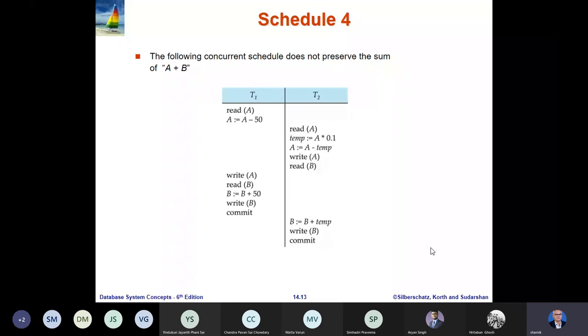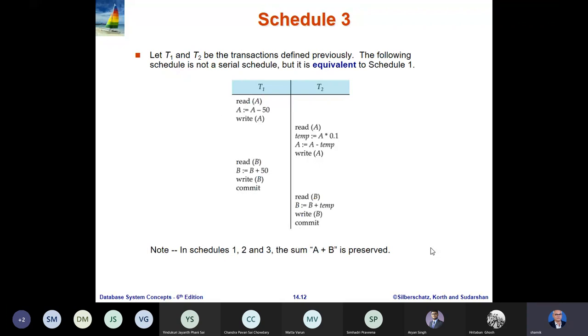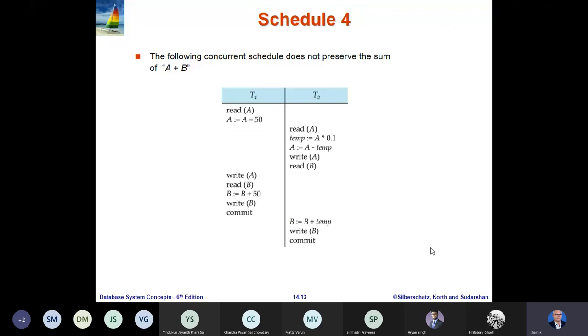Okay, now if you look at this one, this is again the same set of transactions with the same set of instructions, but the only difference is that T2 is reading the value of A before A was written back, in contrast to the previous example. Here T2's read A occurred after write A of T1, but here T2's read A occurred before the write A of T1. And you can easily see that the value of A written by T2 got overwritten by the value of A determined by T1.